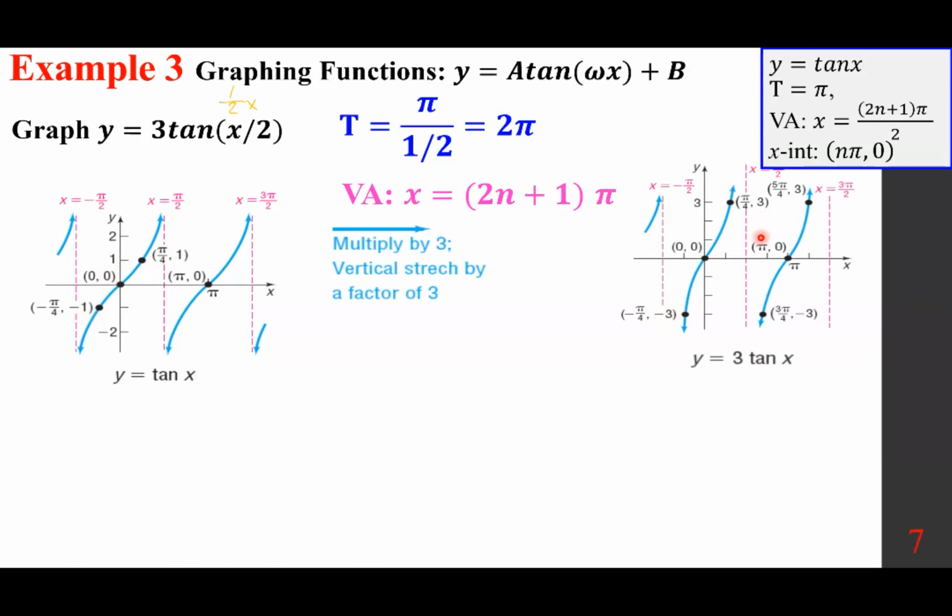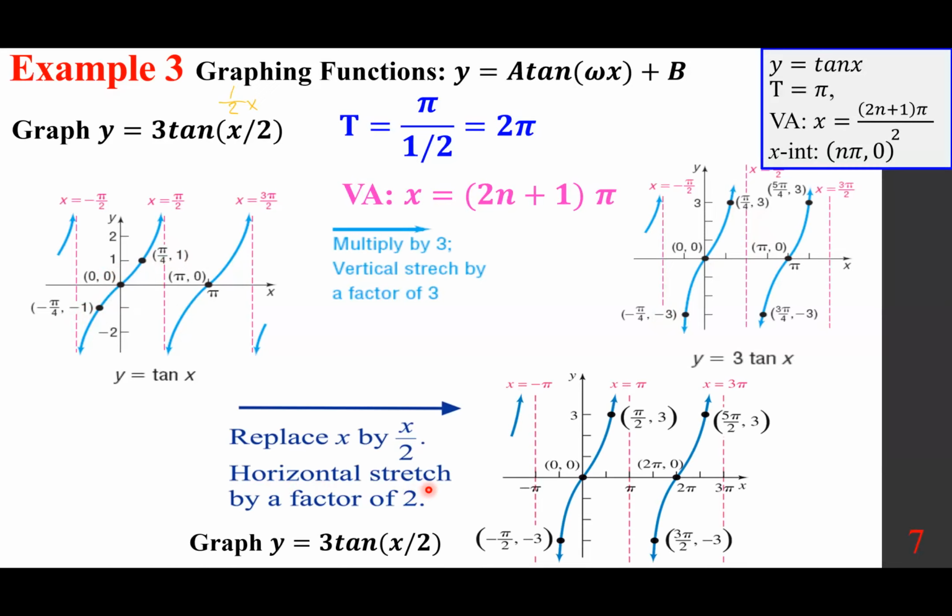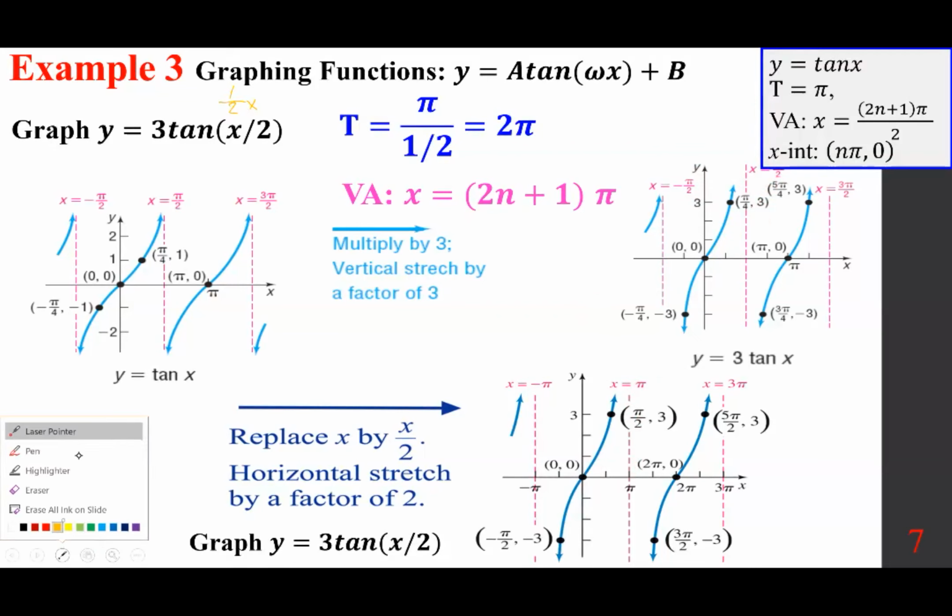Now, we replace the x by x over 2, and that's a horizontal stretch by a factor of 2. What does that mean? Most importantly, this x equals minus pi over 2 changes to x equals minus pi, 2 times that, right? And x equals pi over 2 becomes pi. Look at one complete cycle.